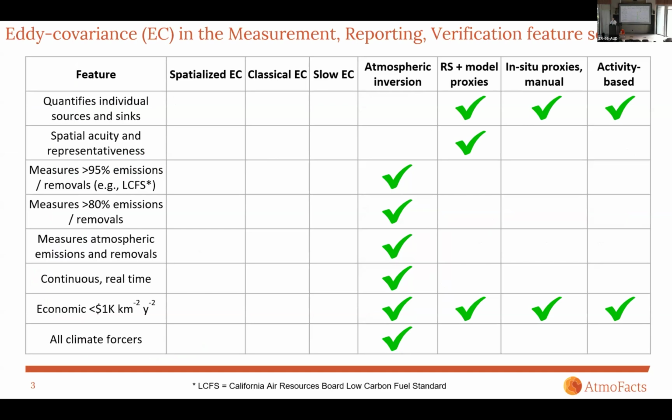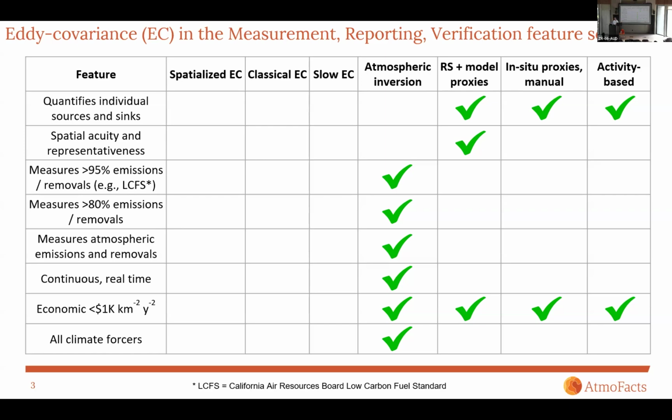There are features in there like quantifies individual sources and sinks. We want to measure at least 95% of our emissions and not have a bias of more than 5%, and so forth. We can't be too expensive either, right? And so pitted against that, to the far right here, is kind of the status quo: what current techniques allow us to do. Activity-based, in situ proxies, including soil coring, remote sensing and model proxies, atmospheric inversion. And they all have different characteristics in the sense of that feature set.